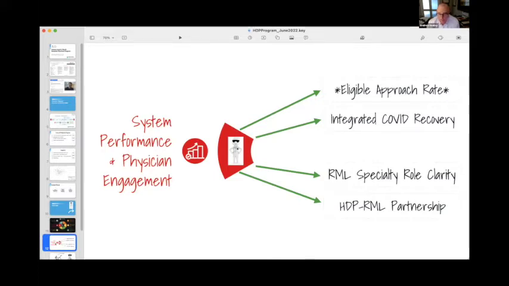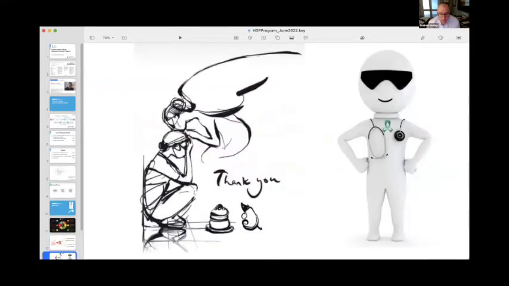So those metrics involve eligible approach rate, a look at integrated COVID recovery as the system pressures exist like they do everywhere, I think. We're clarifying those specialty roles that we spoke about earlier, and strengthening that HDP RML partnership. So that gives you a flavor for what the system looks like in the province of Ontario in Canada. And I'd be happy to take some questions once we hear about the other models, David. So thanks very much for the opportunity to present today.